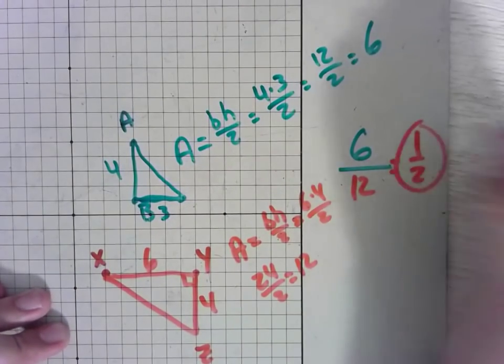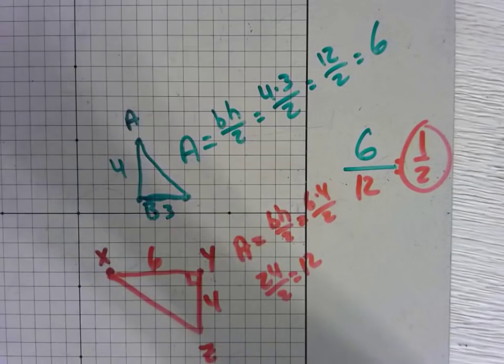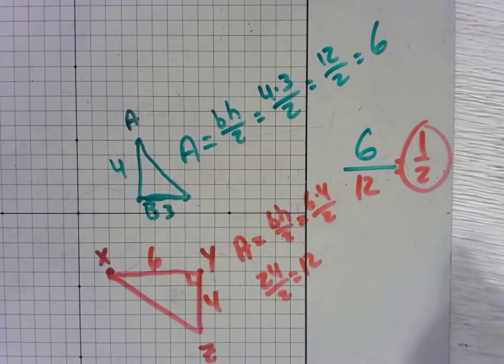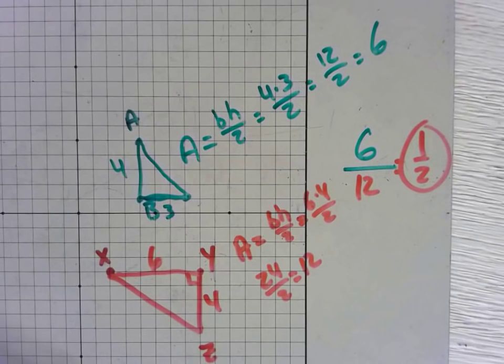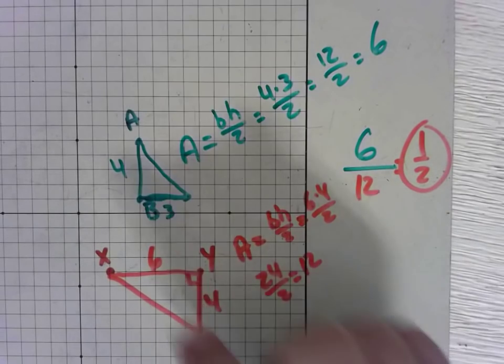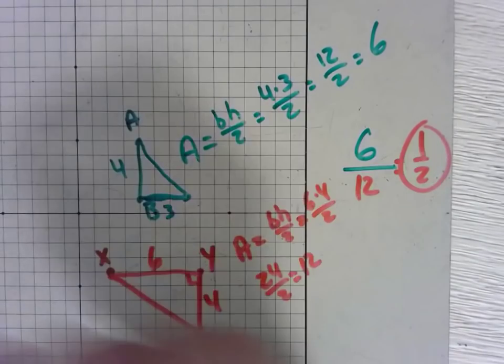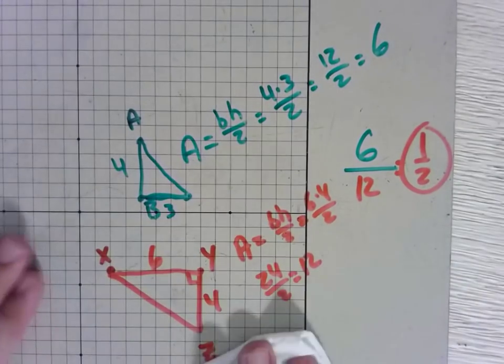This is 1/2. The ratio of the areas of the two triangles is 1/2, which is telling you that this triangle is half of that triangle. That is all.